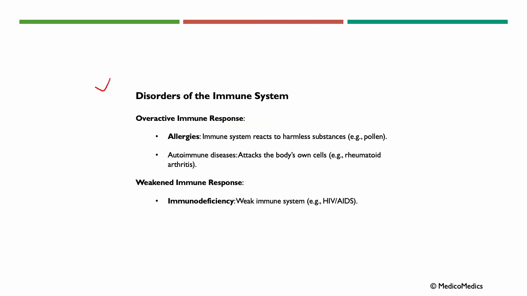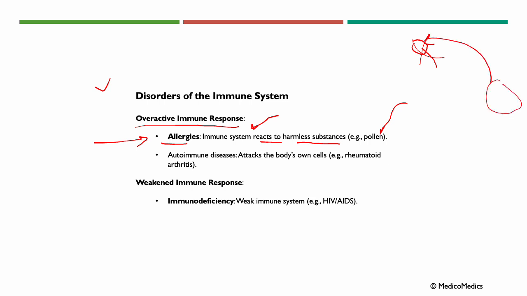Now let's briefly talk about disorders of the immune system. Here is an example of an overactive immune response, like in allergies. This is when our immune system is reacting to harmless substances, like pollen. So something that's actually not a pathogen that needs to be destroyed. It is harmless if it enters our body. Nevertheless, for some reason, our immune system is recognizing it as a threat. So we have an immune response and the increase of inflammation and whatever symptoms then follow.